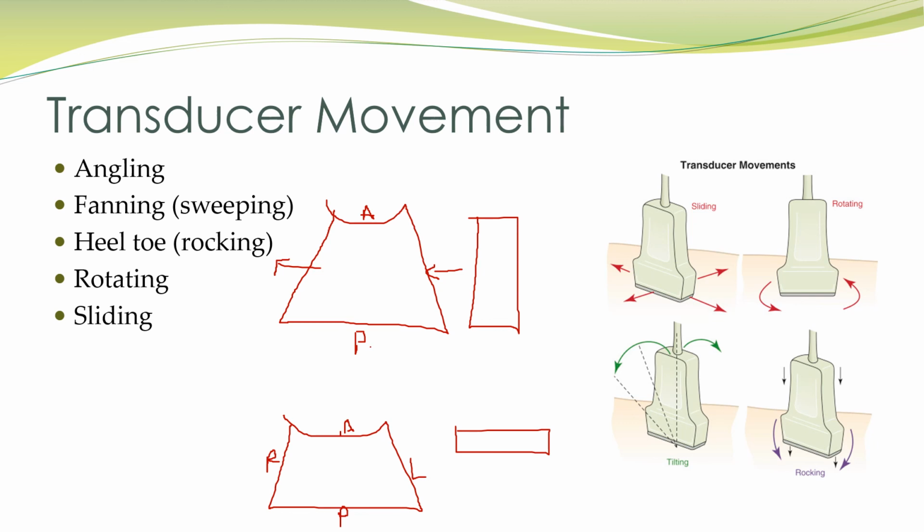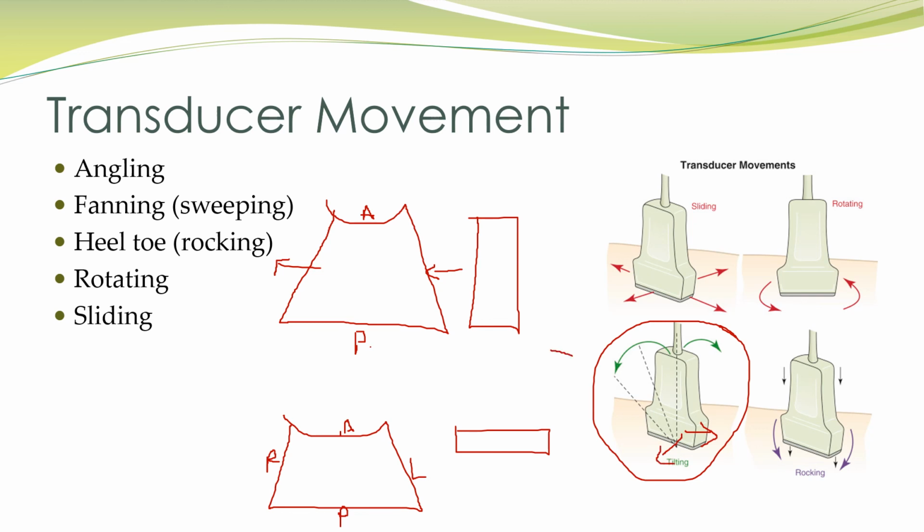So one of our transducer movements that we use is called angling. Angling is represented by this tilting. If I'm holding my transducer, in this case it's transverse, and I am angling my probe one direction or the other, that would be angling, and it would allow me to scan through tissue.